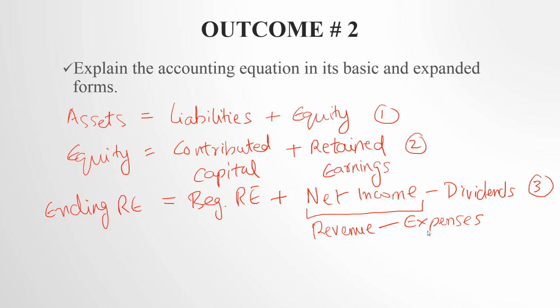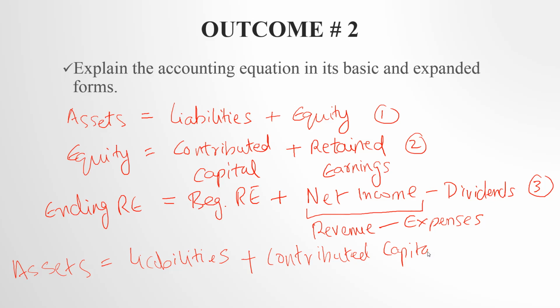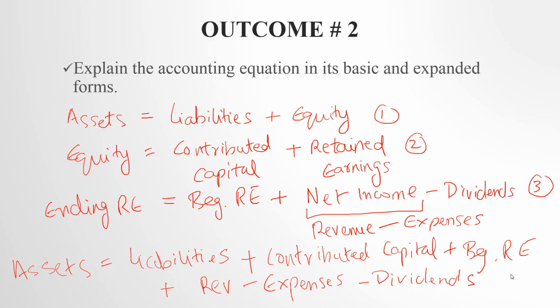Now if we plug in equation 3 into equation 1, we get assets as a sum of liabilities plus equity, but we know that equity is contributed capital plus beginning retained earnings plus revenue minus expenses minus dividends. Call it equation 4.